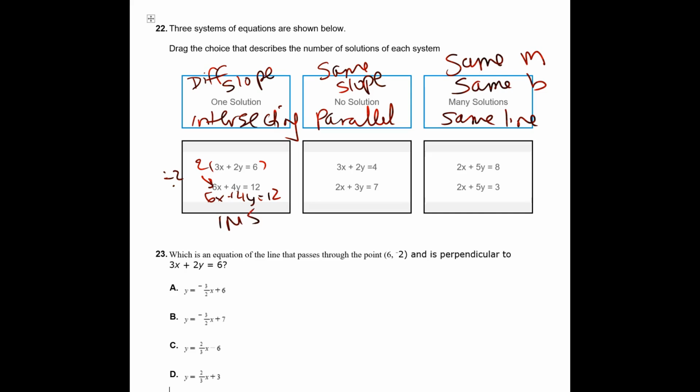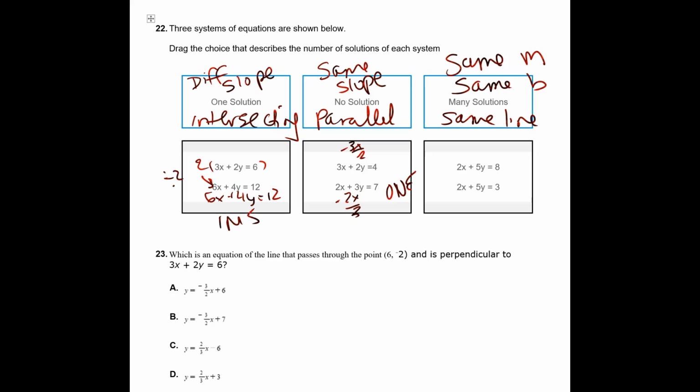Right over here, if I solve for y, subtracting 3x gives me negative 3x, and then divide by 2. That gives me a slope of negative 3 halves. And then over here, I subtract 2x. That gives me negative 2x, and then divide by 3. That gives me a slope of negative 2/3. So this is one solution.